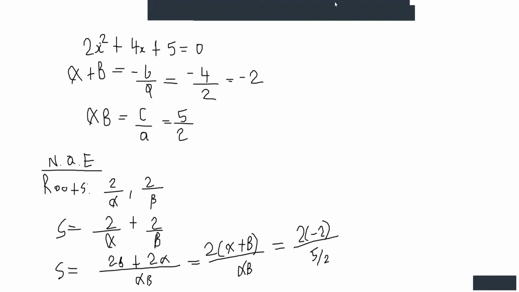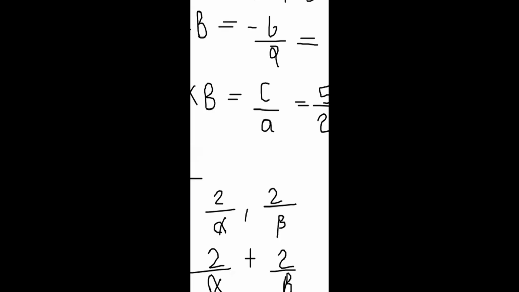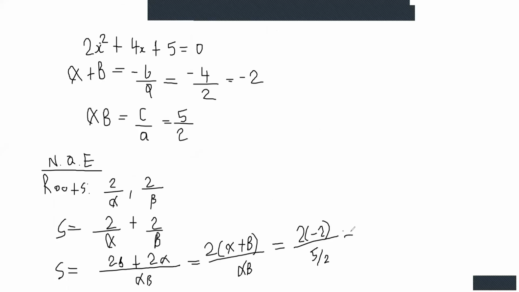Now I'm not going to work that out. We're going to put it in the calculator. 2 times minus 2 divided by 5 over 2. It's very lazy, but we had a long day, so everything we're going to do with the calculator now. Minus 8 over 5. That's what we get. Nice, minus 8 over 5.